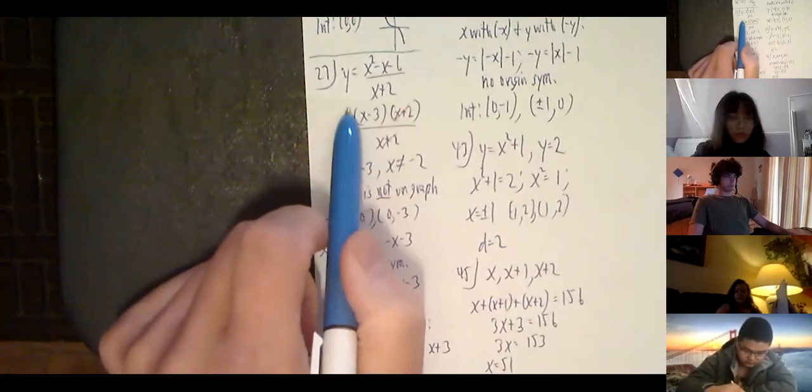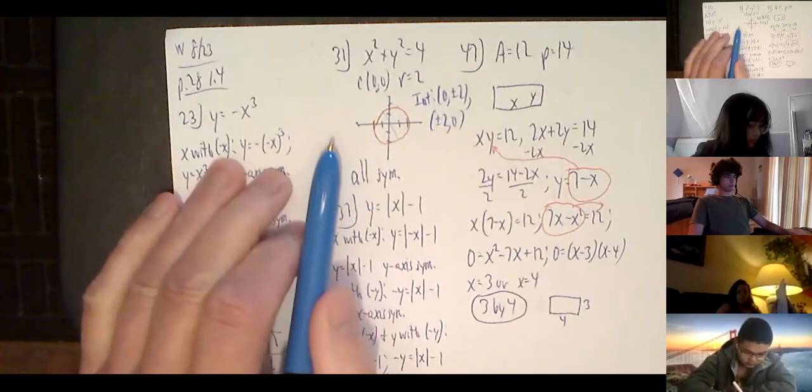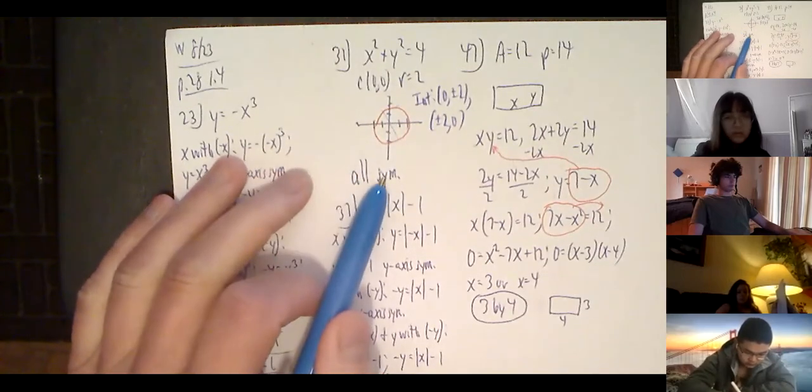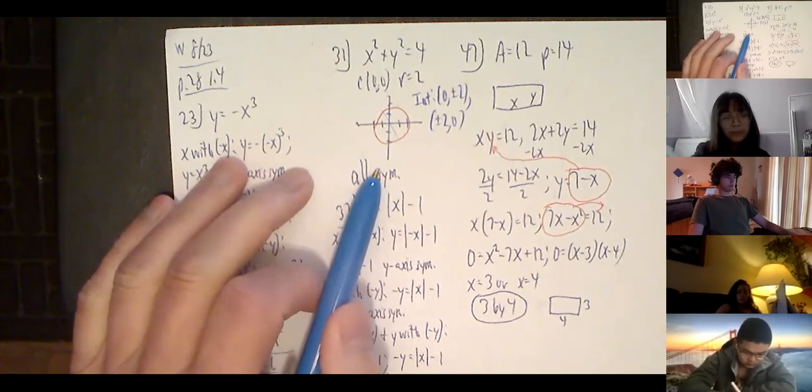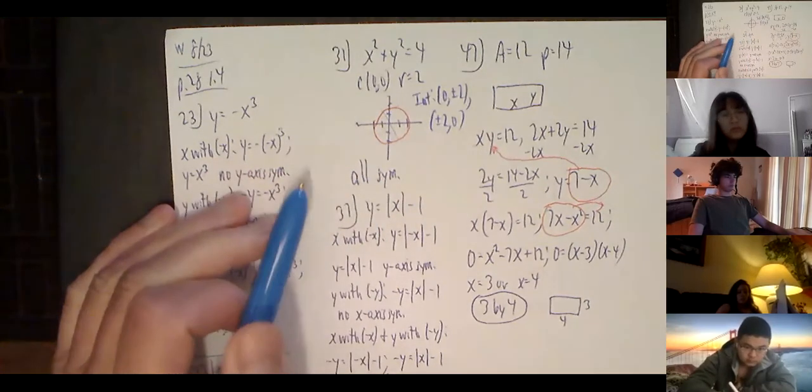All right, so the previous one we did, 27, it had no symmetry. And here's an example where you have all the symmetries. So it's possible to have no symmetry. It's possible to have all the symmetries. It's possible to have only one, right? So lots of things are possible.